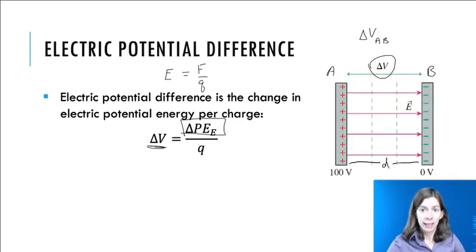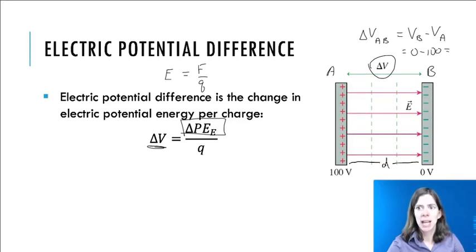So in this case, can you tell what is the potential difference between points A and B? To do this, you're always going to do the final potential minus the initial potential. Remember delta, final minus initial, from physics 1. So 0 minus 100, so this would be negative 100 volts, the potential difference between A and B. And that makes sense because you're going to a lower potential, so that's a negative potential difference.